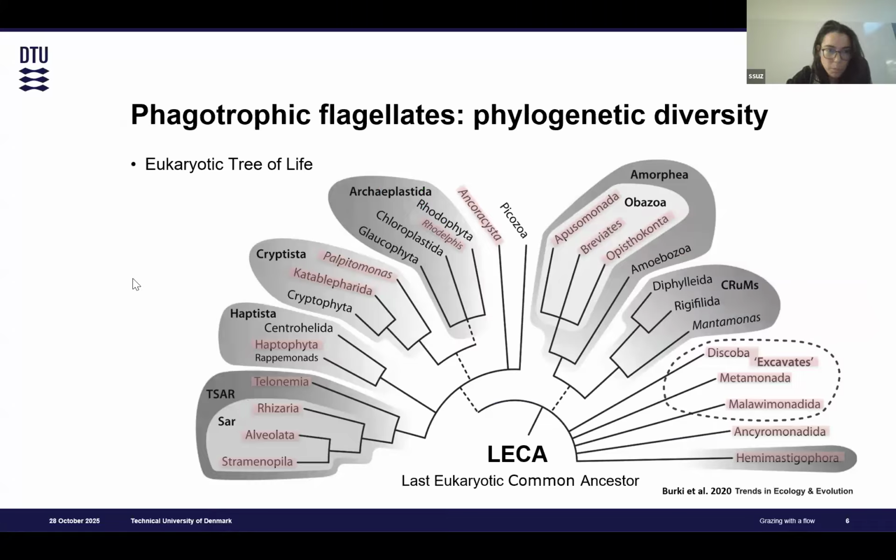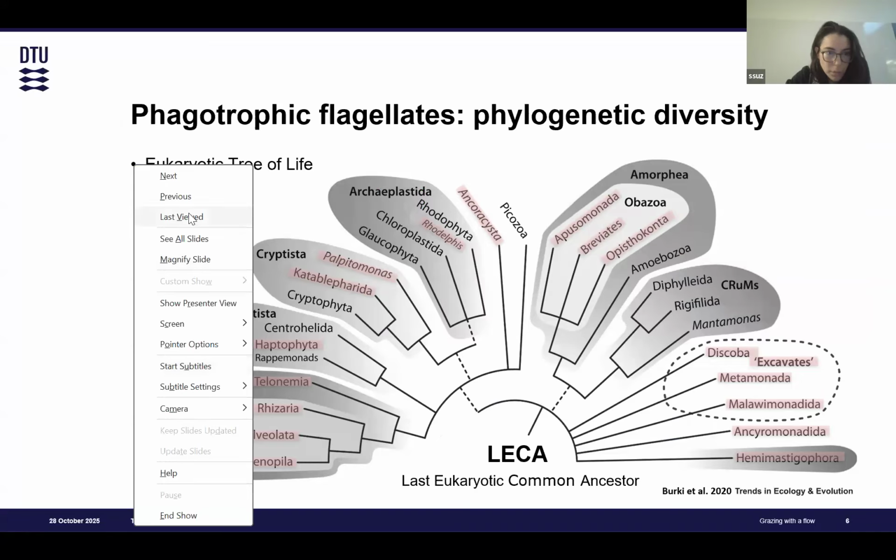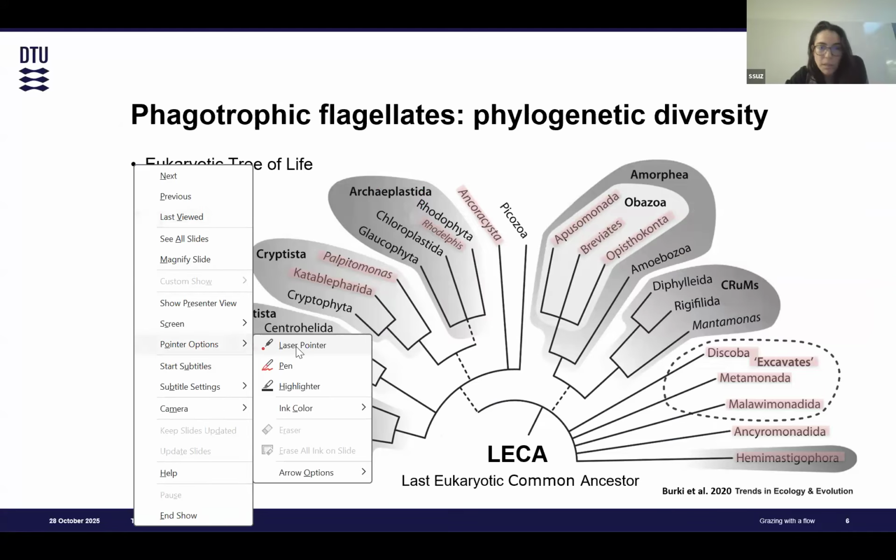Sorry, I'm going to change my pointer. Oh, I cannot change my pointer. Yeah, there it is. I didn't do that in the beginning.